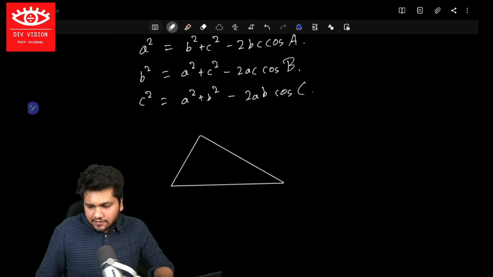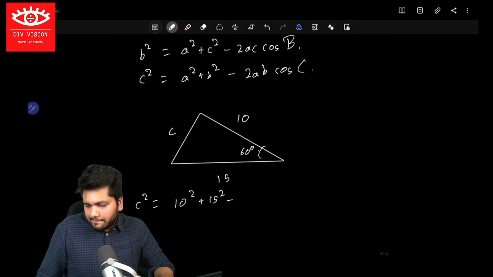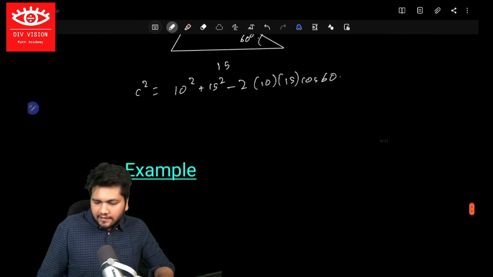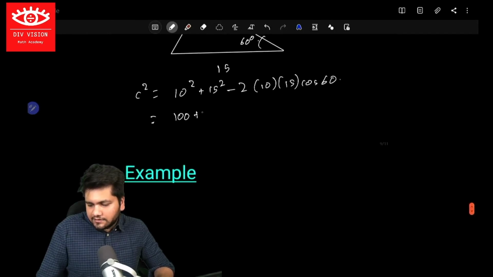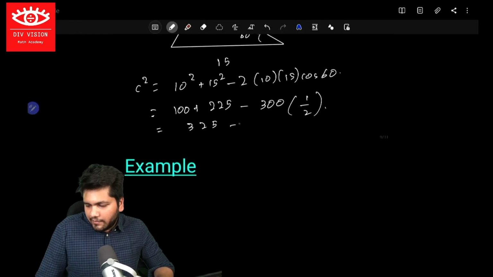Now, let's take one more example based on this thing. For example, if I need to find this C, and this is 10, this is 15, and this is 60 degree, let's say. So C square is going to be what? It's going to be A square, that is 10 square plus 15 square minus 2 times 10 times 15 times cos of 60. Now 10 square is going to be 100 plus 225 minus 300 cos 60, and cos 60 is 1 by 2. So it's going to be 325 minus 150.